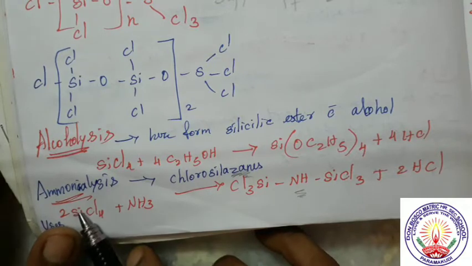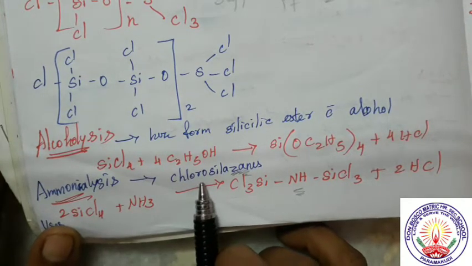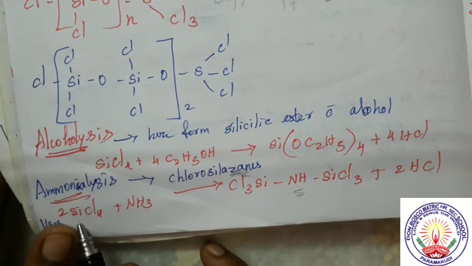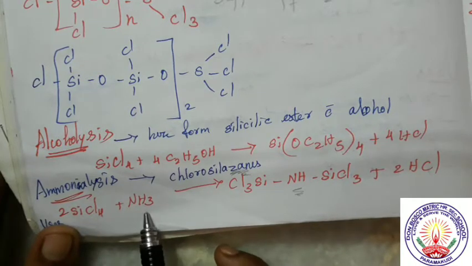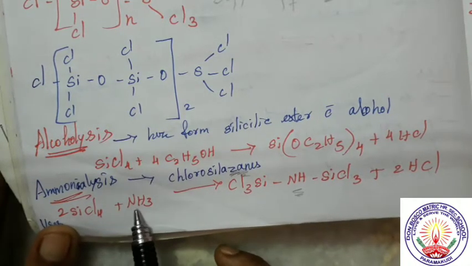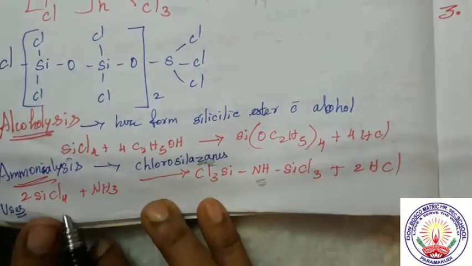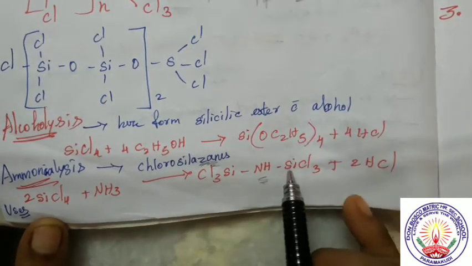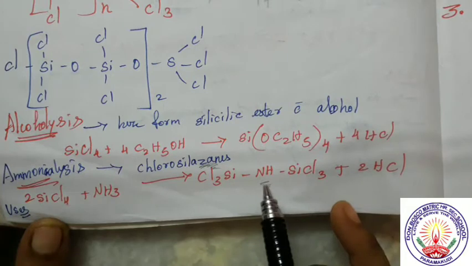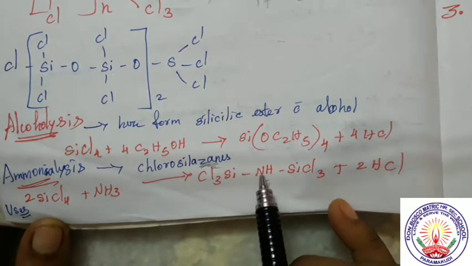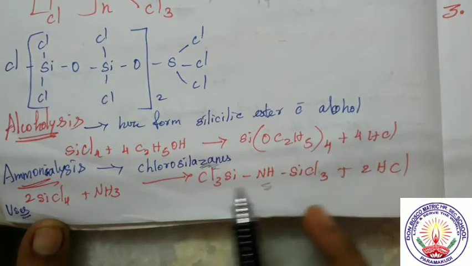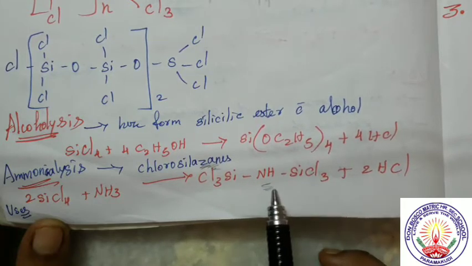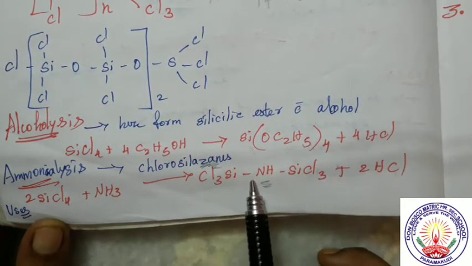It also can be ammonolyzed. When it is ammonolyzed we are getting chlorosilazanes. See, silicon tetrachloride, that is SiCl4, when treated with ammonia we are getting Cl3SiNHSiCl3. Here in the middle we are getting NH, that is what? Silazanes. Silazanes means in the middle of this they will have NH.